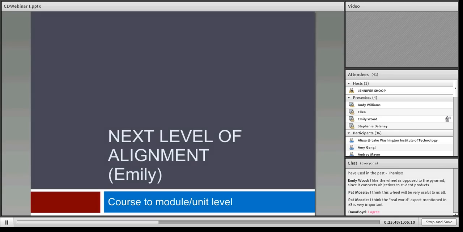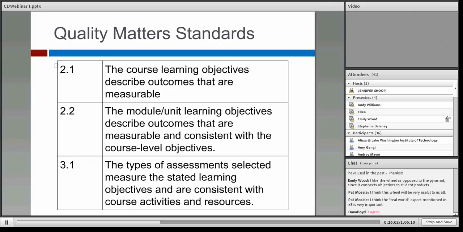Sure. So I'm going to be talking about aligning, and when we say alignment, we really mean a couple different things. And this is all based off of Quality Matters, which is a way of thinking about course design that was specifically designed for online and hybrid courses, but which has value for all courses, I think. So when we think about alignment, I'm just going to refer to those standards.